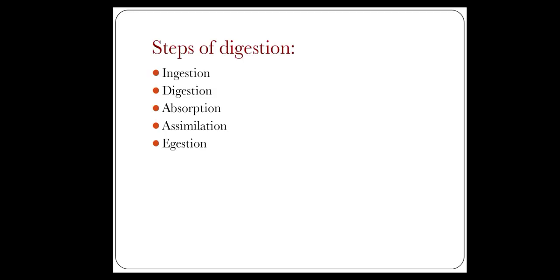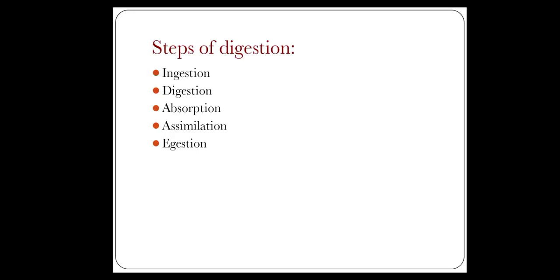Absorption. Absorption is entering of the digested food into the blood vessels. Assimilation. Transportation of the absorbed food into each cell of the body. Egestion. The removal of the undigested food is known as egestion. So far we have learned digestion in humans. This recall was very important to understand the difference between the digestion in humans and digestion in the other two organisms which we are going to learn today.